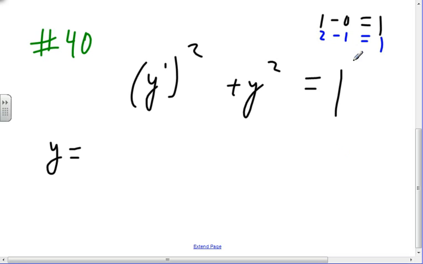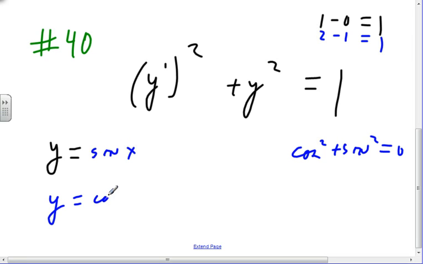Tell me another one. Go back to your trig class. Tell me a trig equation that's equal to 1. Cosine squared plus sine squared is 1. Yeah, that's right. So if y were sine, or if y were cosine, then this works, right? It's in the back of your mind. So by inspection, I have two solutions, sine and cosine. Okay, good enough?